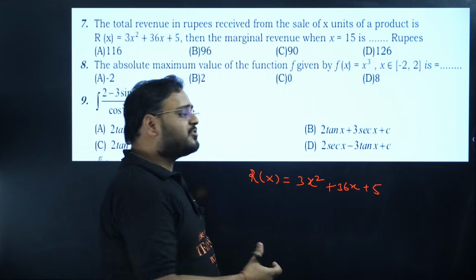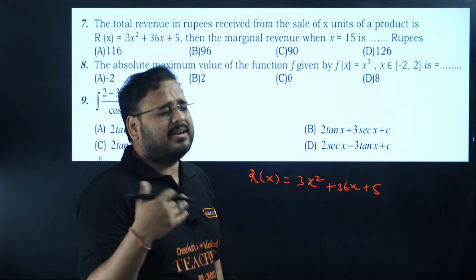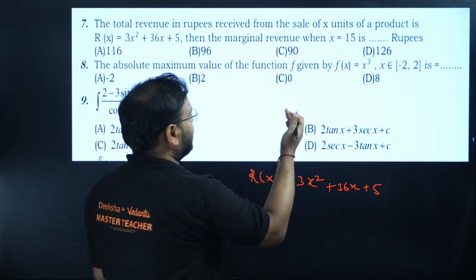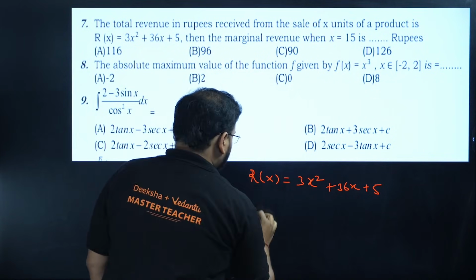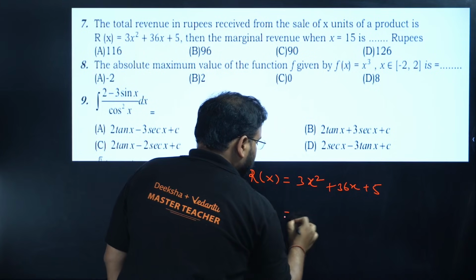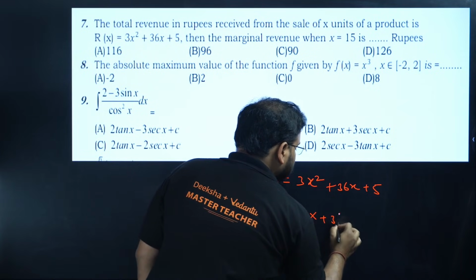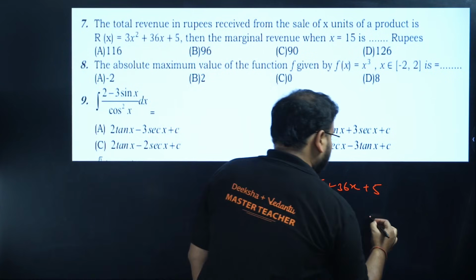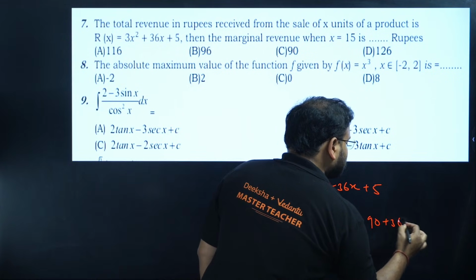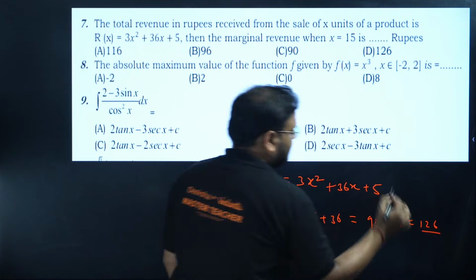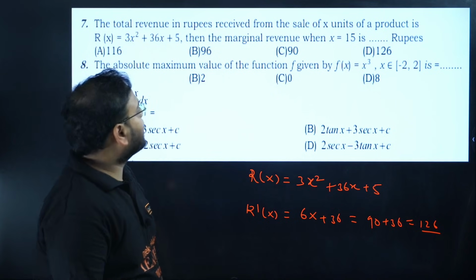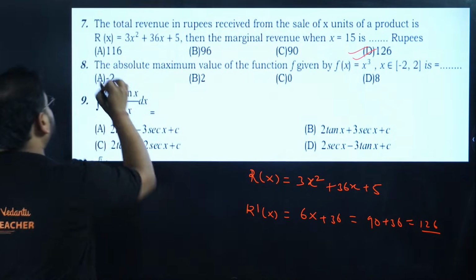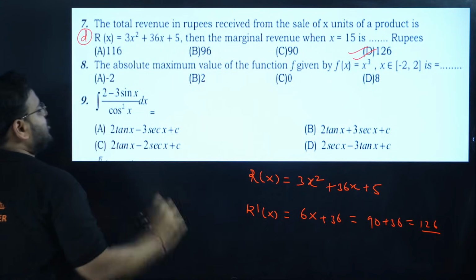How do you solve this question? Simply find the derivative and replace x with the value which is given over there, the number of units. So we'll have R dash of x as 6x plus 36. Put the value of R dash at 15, you'll get 15 into 6 is 90 plus 36. Answer is 126. Option D. So question number 7, option D is the right choice.